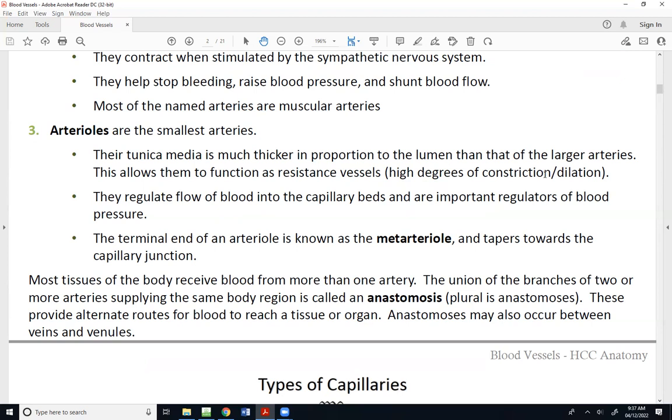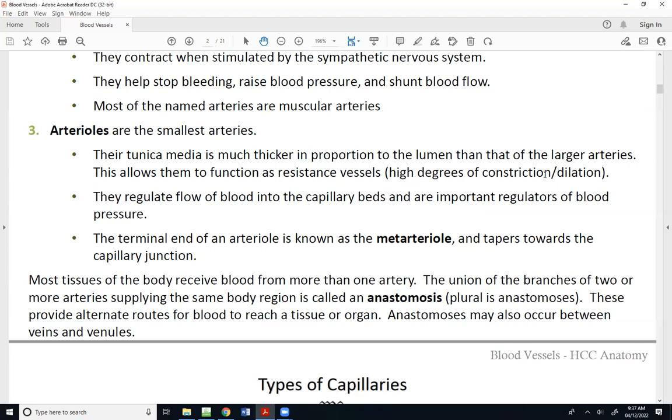Most of the tissues of our body receive blood from more than one artery, which is important because if you've got blockage in one, there's still hopefully going to be blood flowing to that tissue or organ. The union of branches of two or more arteries supplying the same body region is called an anastomosis. And the plural form of that is just where you substitute the I for an E. These provide alternate routes for blood to reach a tissue or organ.